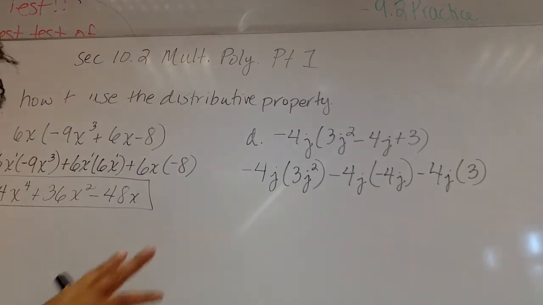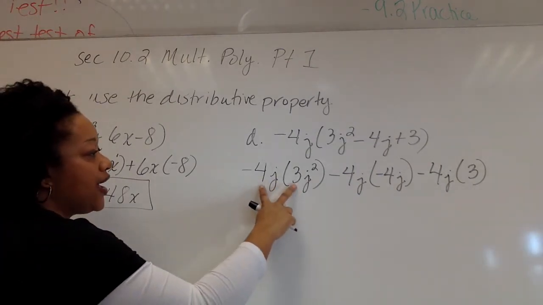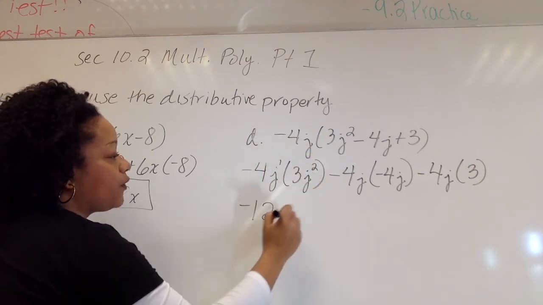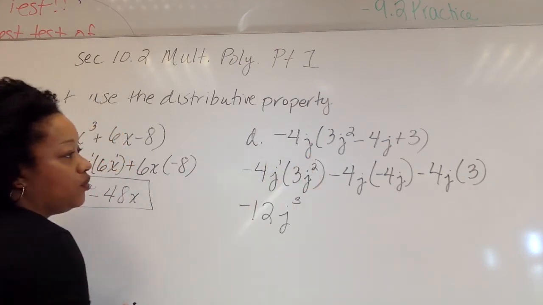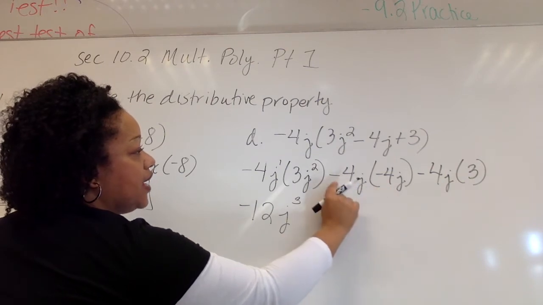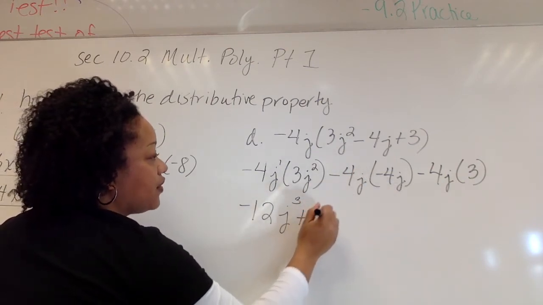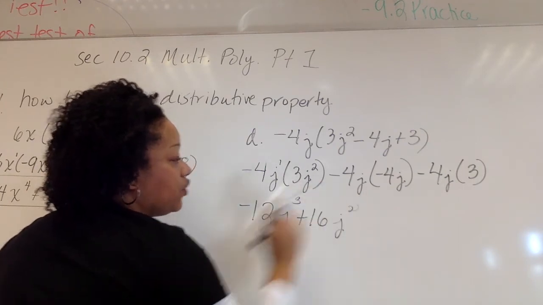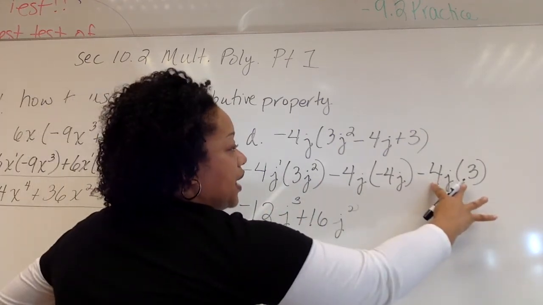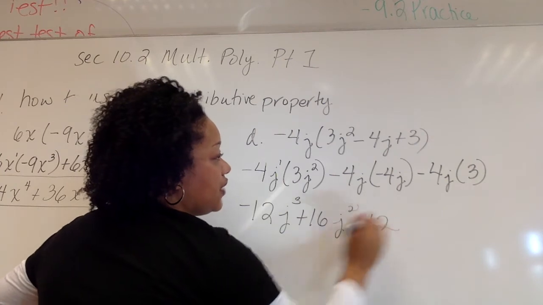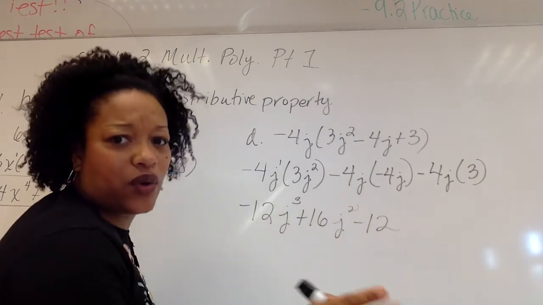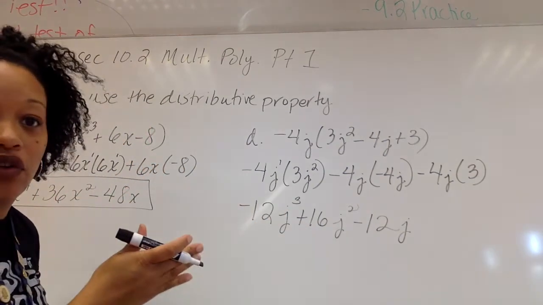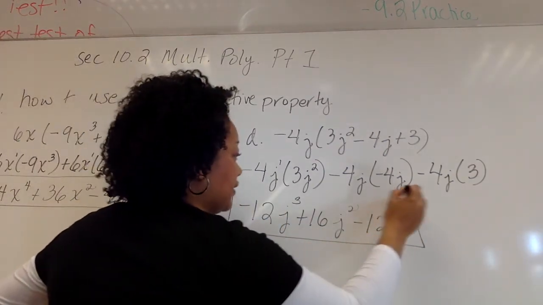So let's do it. Go back to the front. Multiply, negative 4 times 3 is negative 12. I add my exponents, that's j cubed. Multiply, negative 4 times negative 4 is positive 16. Add your exponents, that gives you a j squared. Multiply, negative 4 times 3 is negative 12. And then you just slap that j on the end. That's your answer. And so you box it.